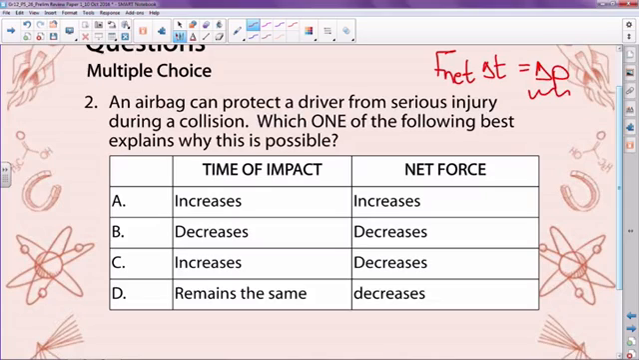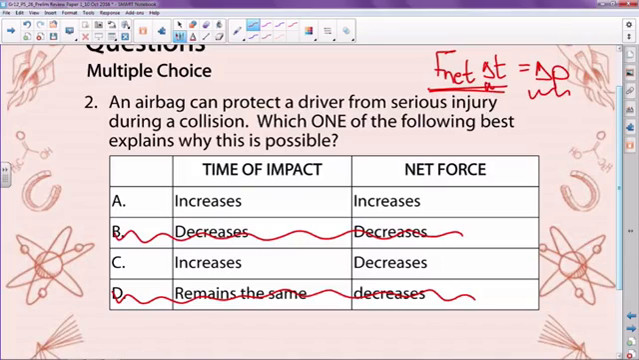So if we just look at the time of impact, it can't be B because it says time decreases. It can't be D because it says time remains the same. So now that leaves me with A and C. Now we've got to remember that if we look at the equation, if t is going to get bigger but my change in momentum remains constant, the only way that can happen is if t increases, then F net gets smaller. So it has to be C because my force decreases. And of course, that's what we want. The whole point of an airbag is to reduce the force that we experience. Otherwise it wouldn't be worth anything. So that gives me C as the answer.